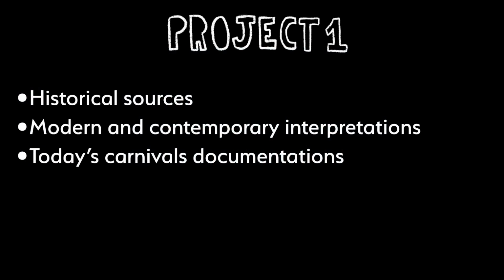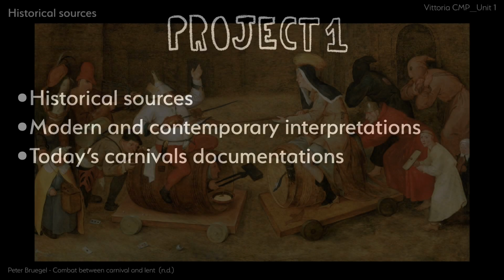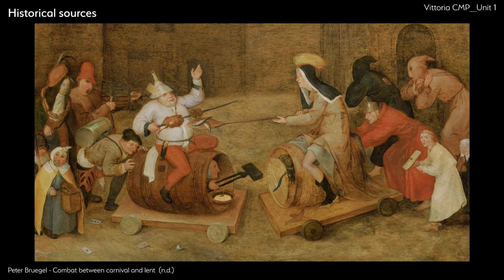Project 1 consists of an edited collection of visual material that I have divided in three main categories. The first one is historical sources, then modern and contemporary interpretations, and finally today's Carnival documentations. This collection features both personal and other artists' works. The historical sources section features works that portray how Carnival was intended in the past.